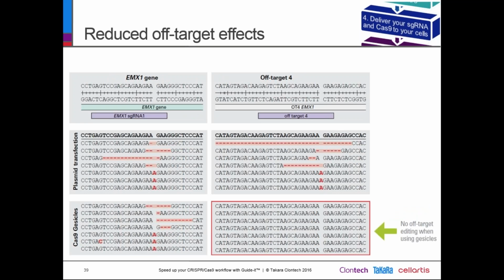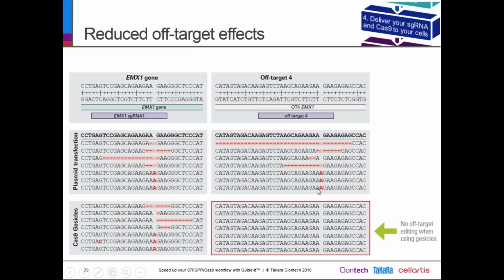This is also shown here on the sequence level. Our R&D has sequenced several clones. So again, on the left, the EMX1 site, on the right, the off-target site. Here on top, you can see the plasmid transfection results. You can see the different gene editing events at the EMX1 site. And here, unfortunately, you can see that all the clones also carried mutations at the off-target site.